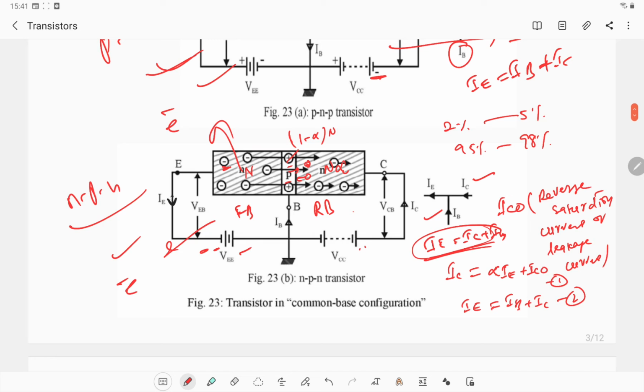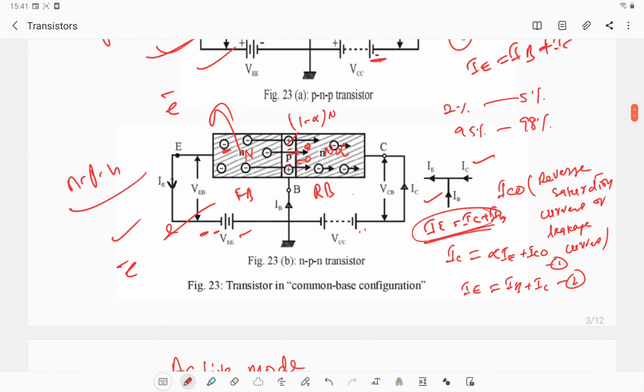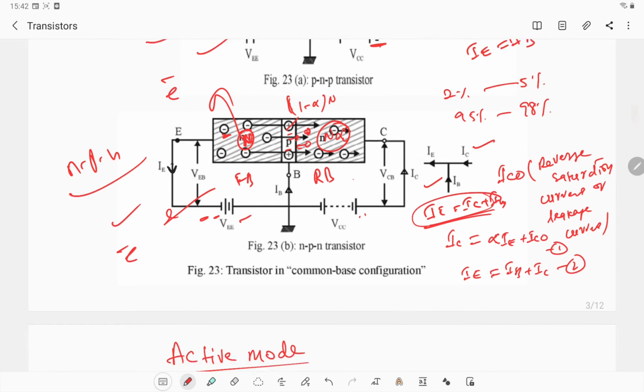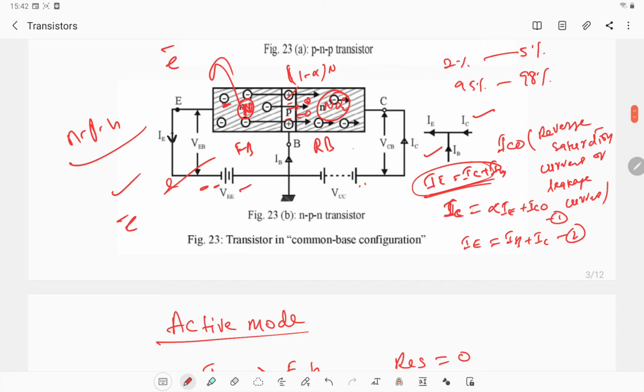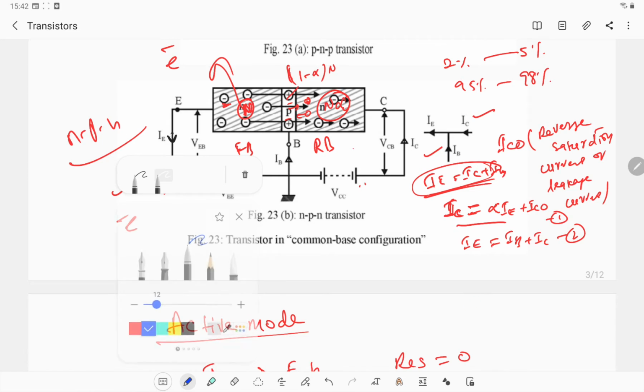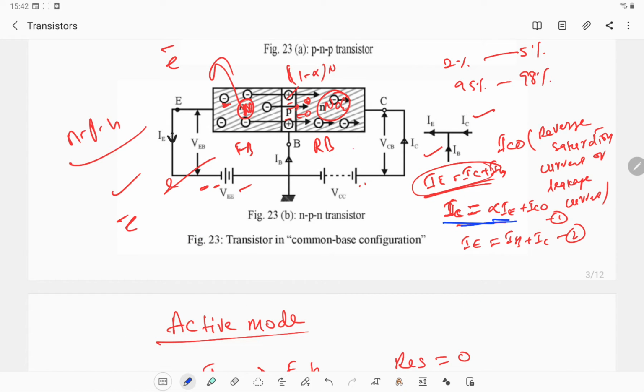See here, in an NPN transistor, in the emitter region, for example, there are n number of electrons. Of that n number of electrons, (1 minus alpha) into n electrons are recombined and the remaining n alpha electrons reach the collector region. Therefore, in this case, IC is equal to alpha into IE, plus ICO. Here ICO is nothing but the reverse saturation current or leakage current.